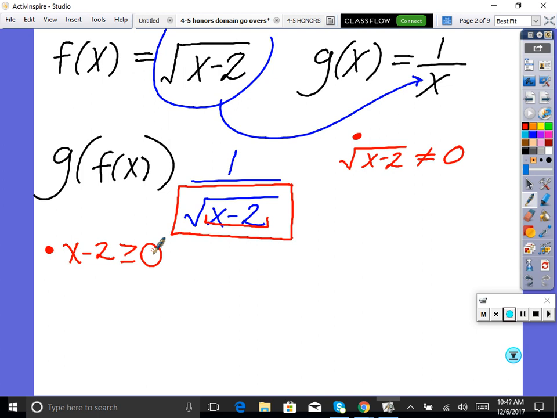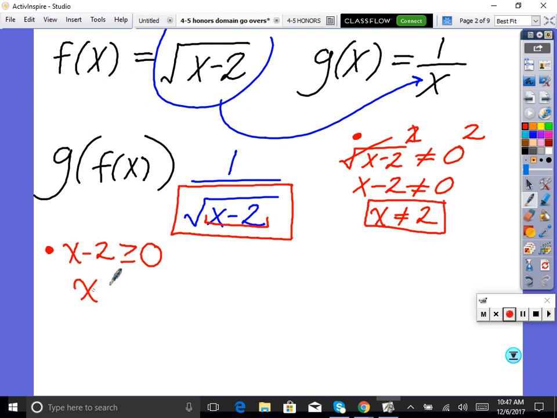Here we go. Let's solve here. Square both sides. Root cancels out with power. X minus 2 cannot be 0, so then x cannot be 2. Okay, moving on. We'll put them together in just a second. I'm going to circle that for a second. Then over here we would add 2 over. So x must be greater than or equal to 2 right here.